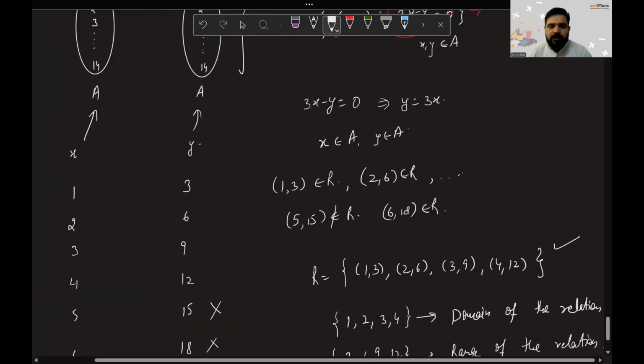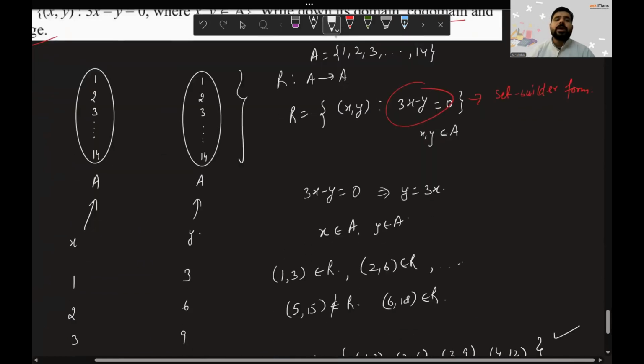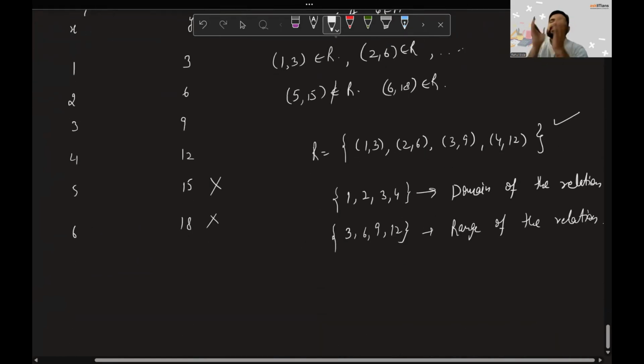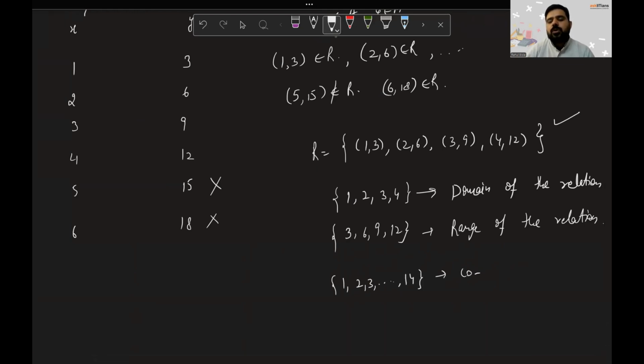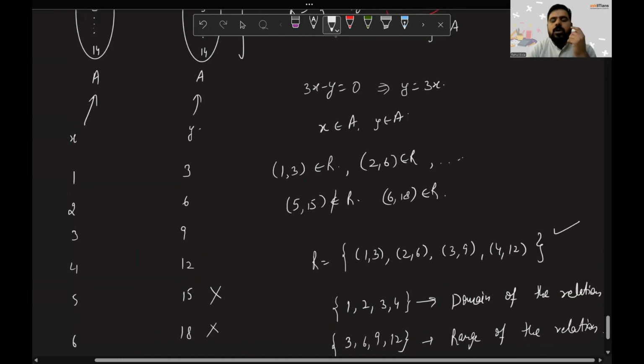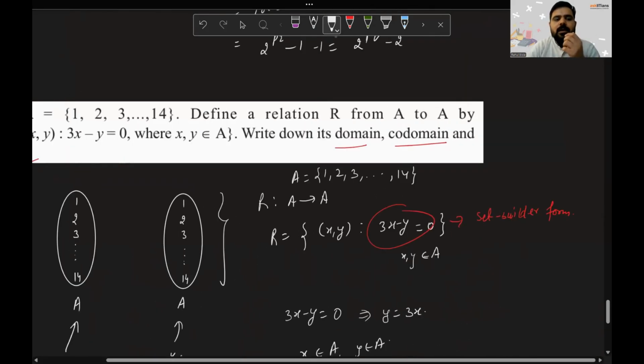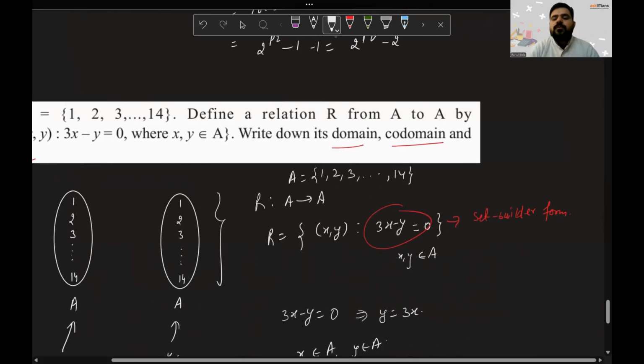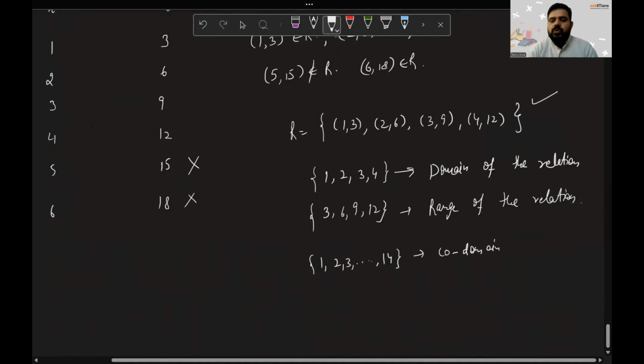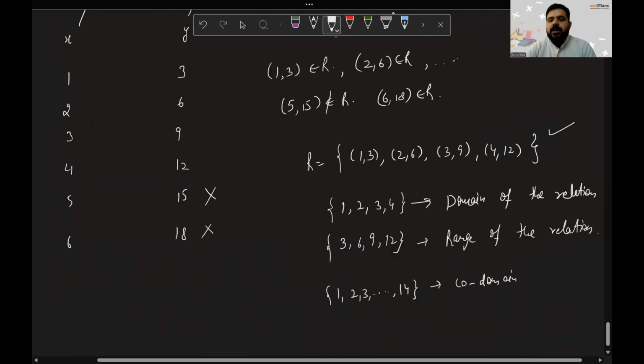Right? So we have domain with us, we have range with us, codomain. Okay, codomain is going to be the whole set itself. If someone asks us what's going to be the codomain, 1, 2, 3, up to 14. This is going to be your codomain. The whole set itself is your codomain. So domain we found out, range we found out, codomain we found out, and we have written this in roster form also. So that is also something we have done.